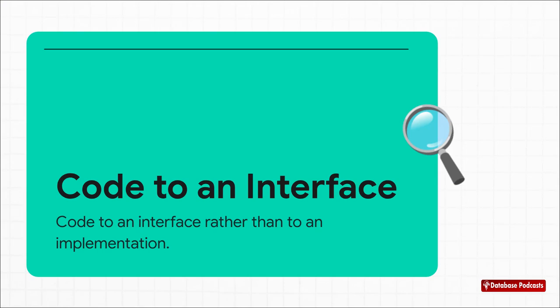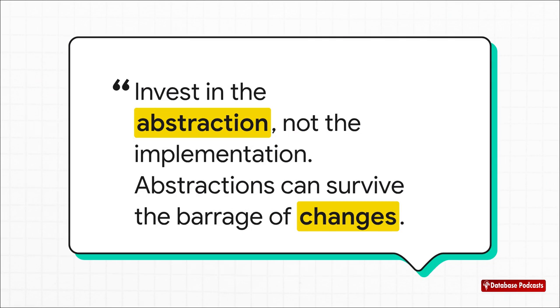You code to a contract, or what we call an interface. This means that instead of your components depending directly on each other's messy internal details, they both depend on a shared, stable abstraction. This interface is basically a promise. It defines what a component can do, but it says nothing about how it does it. This gives you the freedom to swap in any new implementation you want, just as long as it keeps that promise. And there's a quote that just nails this idea.